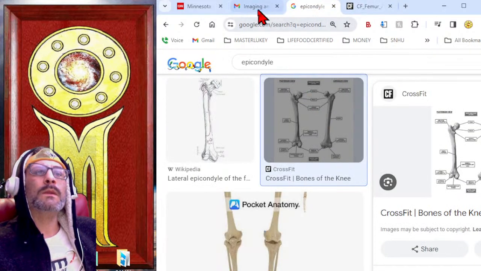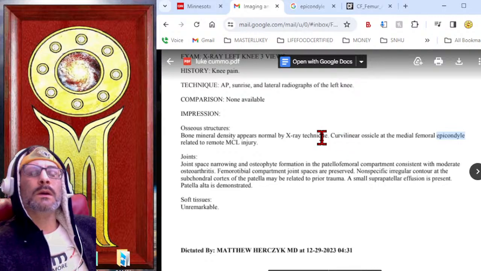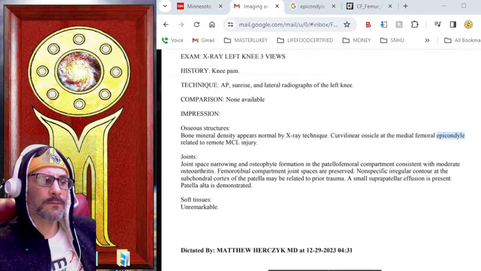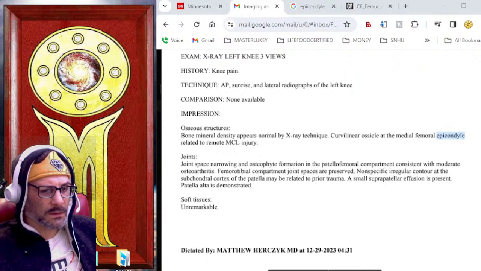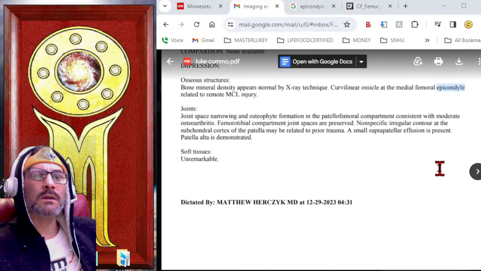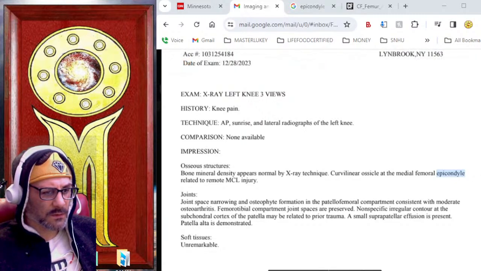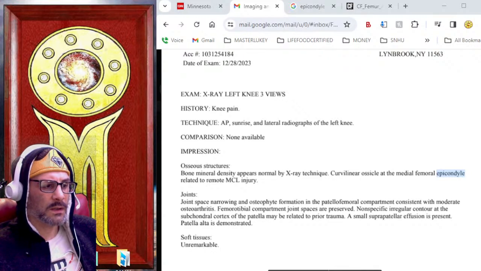Okay, so curvilinear ossicle. You know what? I'll show you actually the X-ray, since you're the doctor, Londos. See here. No, not this one. Got a referral. Wait, is the image on here? No, it's not. Where is it? Referral. Oh shoot, I think I deleted it. Just hang on for one second. I'll get it.